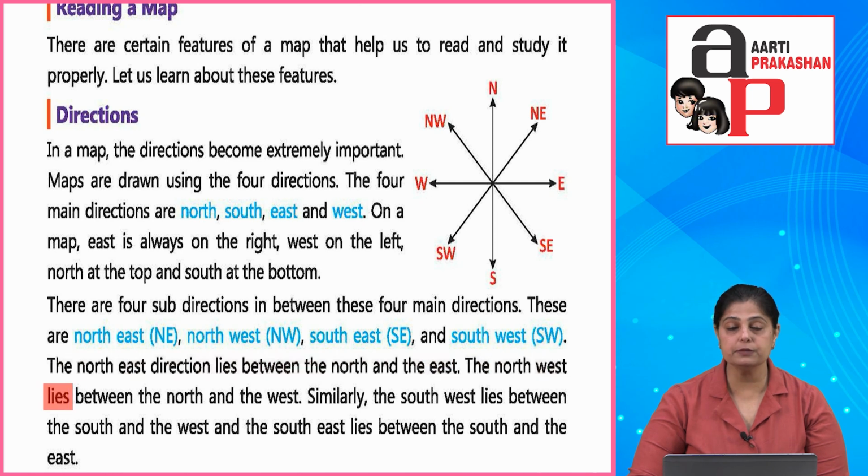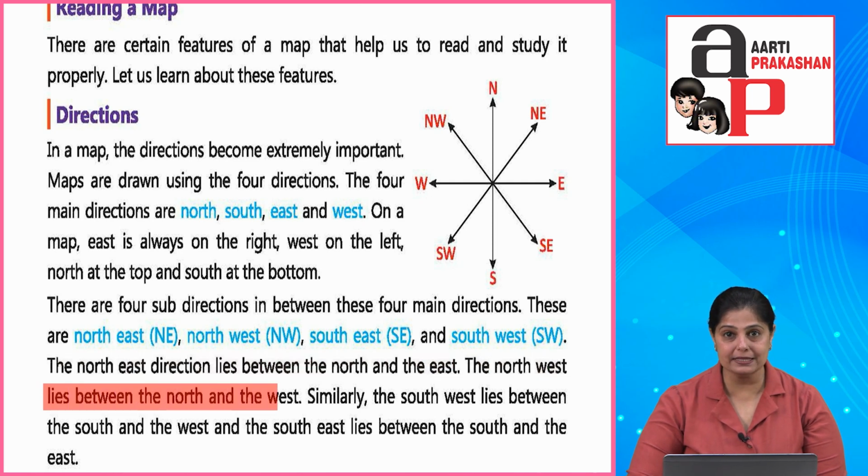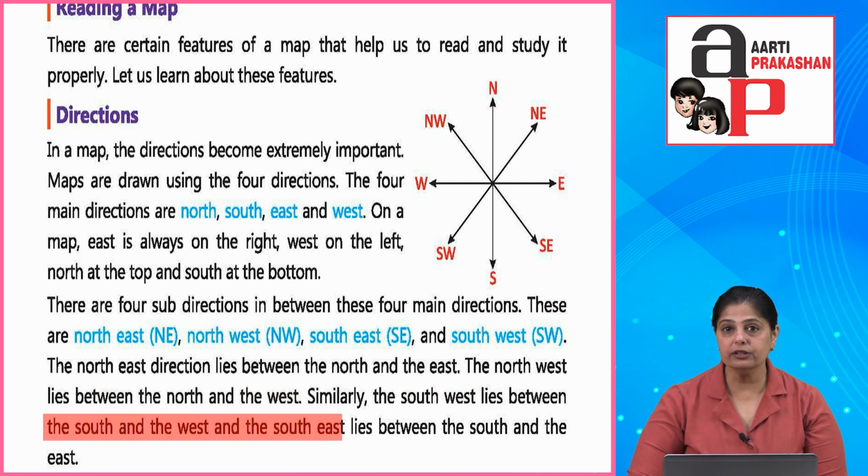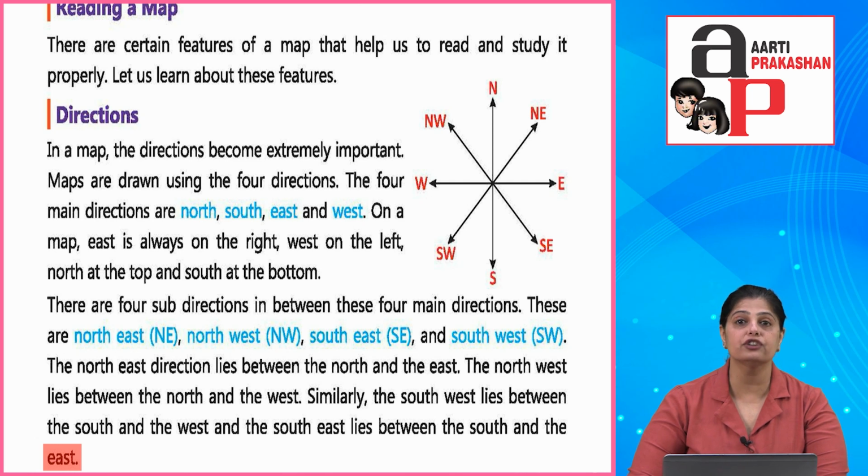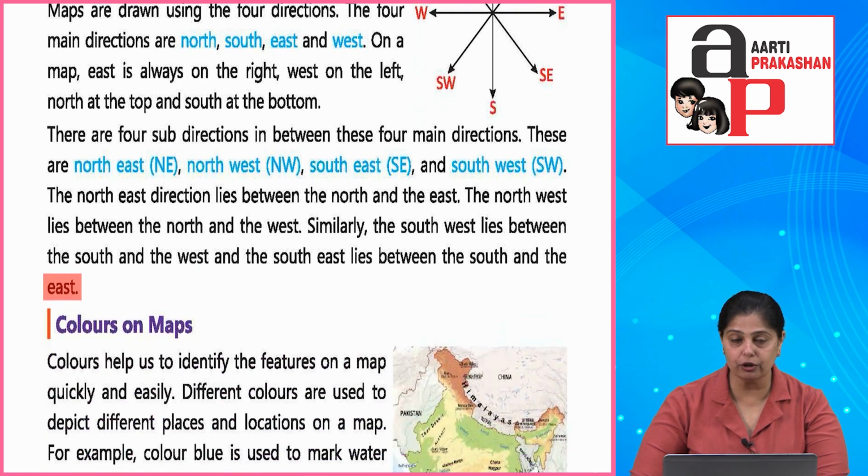The northwest lies between north and west. Similarly, the southwest lies between south and west, and the southeast lies between south and the east. Okay, so these are the different directions on a map. Now whenever you look at a map, you will find all these things are mentioned on the map.